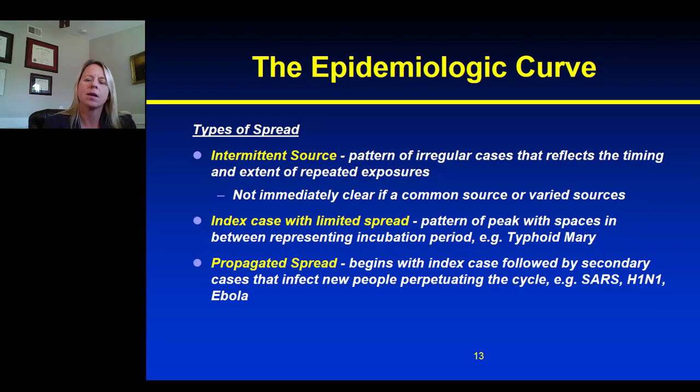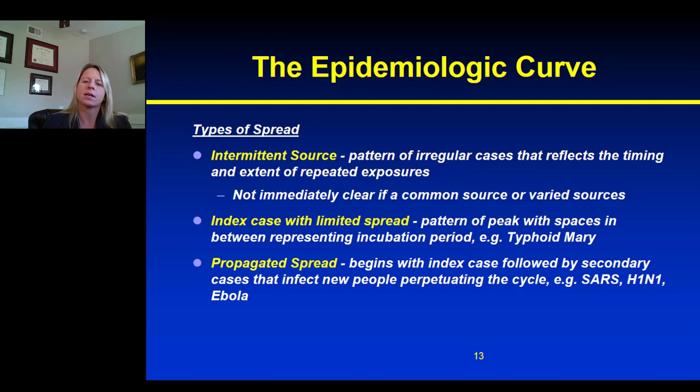The next type is intermittent. And this is when we have patterns of irregular cases that reflect the timing and the extent of repeated exposures. In this instance, it's not always clear up front if it's a common source for the infection or varied sources.